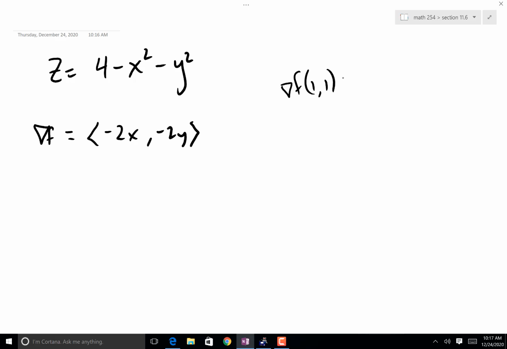And so if you are at 1, 1, for instance, the gradient of f at 1, 1 is going to be -2, -2. Meaning that here you are, you should be headed this direction, okay, back toward the origin.